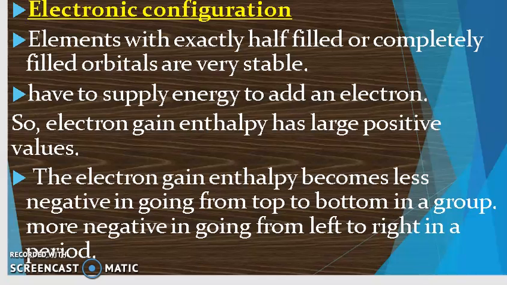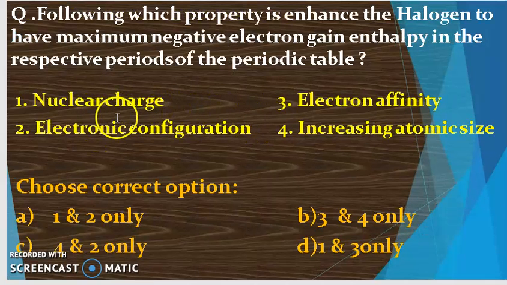Let's go and check with the options here. Which is the correct option? Nuclear charge and electronic configuration is the correct answer for this question. So choosing the correct option from the consolidated answer, it is 1 and 2. So A is the correct option for this particular question. So nuclear charge and electronic configuration is the correct answer. Okay students, I think you have understood.